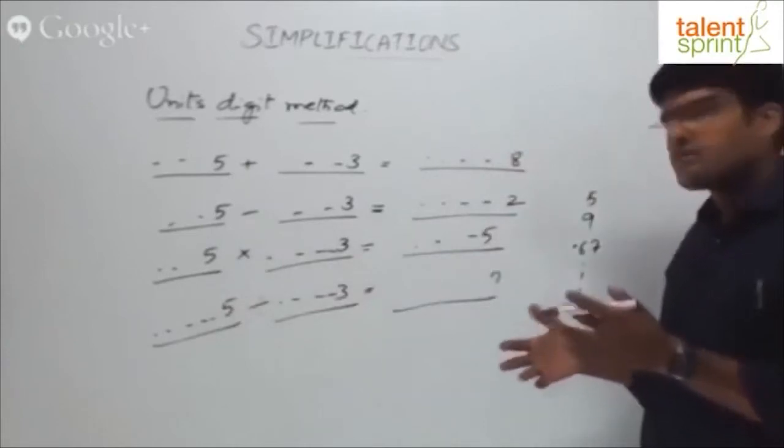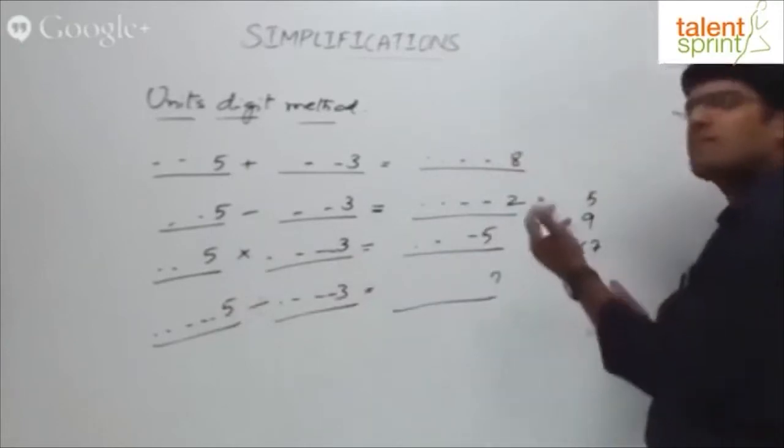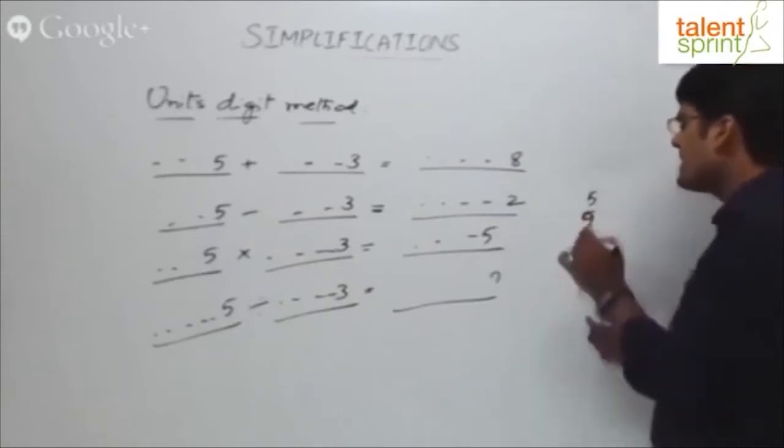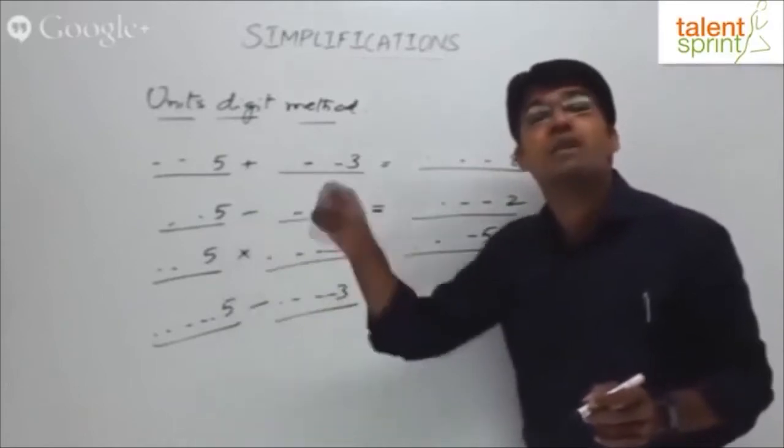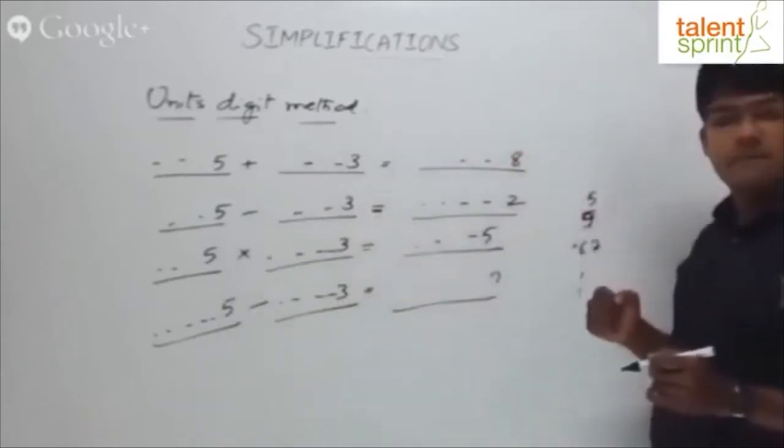Or 45. Are you able to follow? 45 by 3 is also 5. It will end with 5. But let's say 0.67. They properly divide 5 by 3. 5 by 3 is how much? 1.67. So the answer has to end with 0.67.